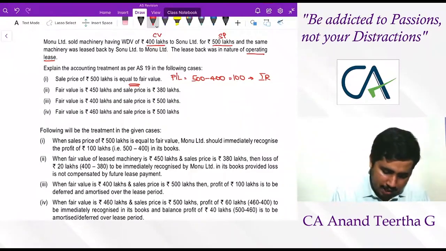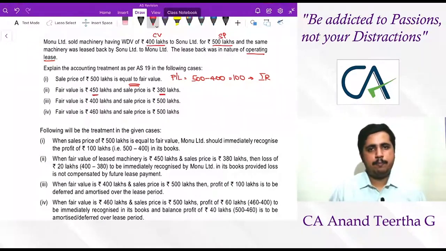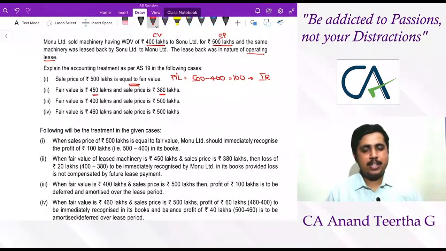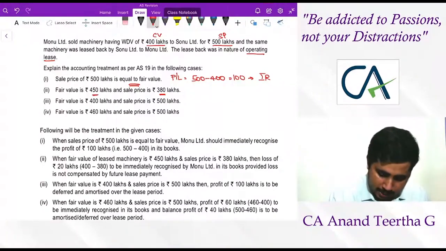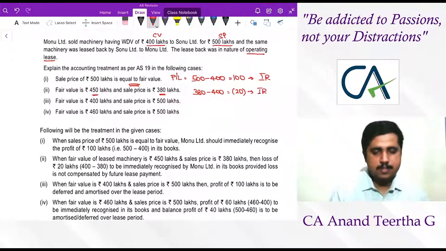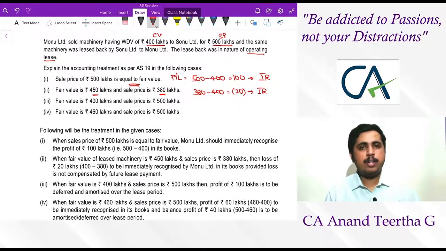Then fair value is 450 lakh, sale value is 380 lakh. So what is happening here? Selling price is less than fair value. Sale value is less than fair value. Carrying amount is the same. So how do you get the profit or loss here? 380 minus 400. So there is a loss of 20. Even this is immediately recognized, because selling price is less than fair value.